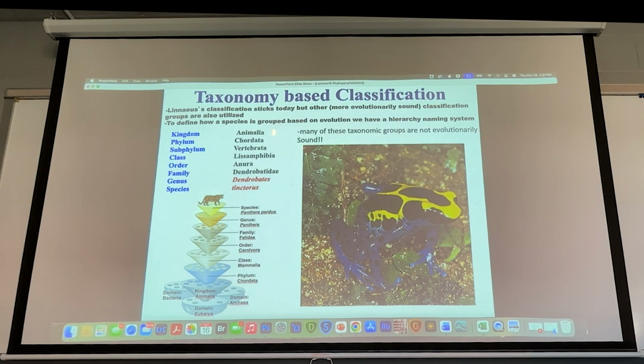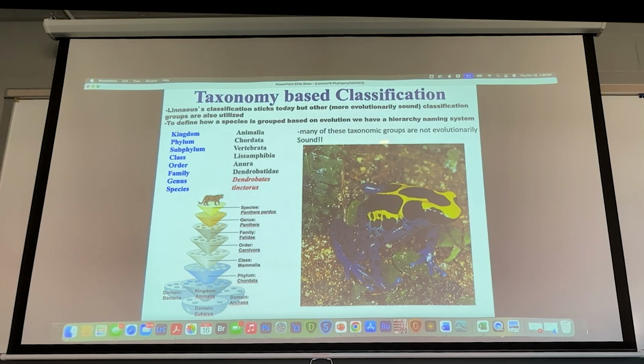Now, most of these groupings are based on similarity. They're based on morphologies, what something looks like. That's classical taxonomy. And each one of these, kingdom, phylum, class, order, family, genus, species, is a taxonomic rank, or a level. This is the most specific level, species. This is the most generic level, kingdom, or domain, if you want something that's even more generic.